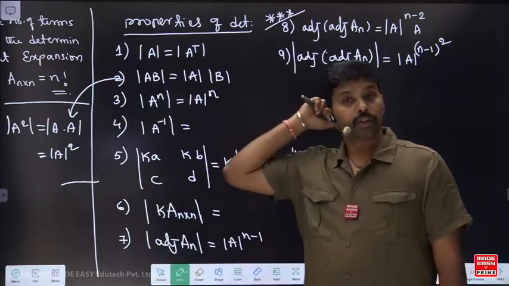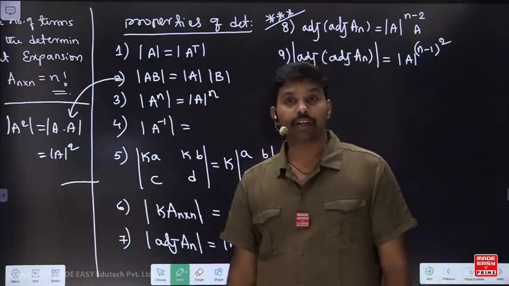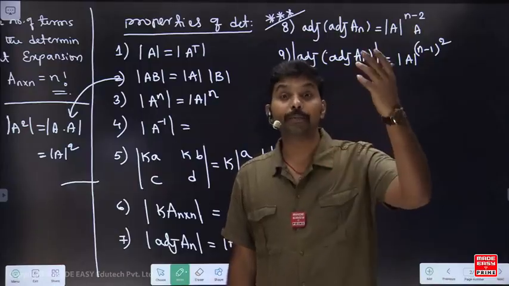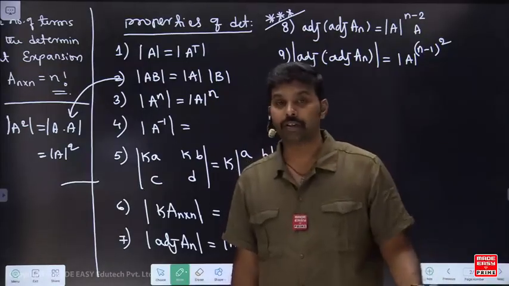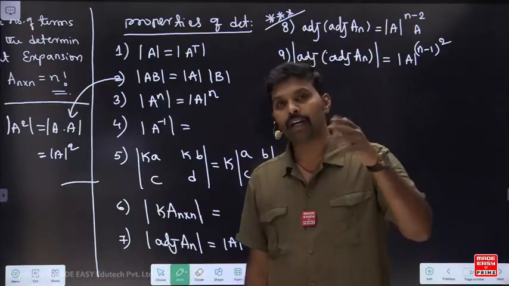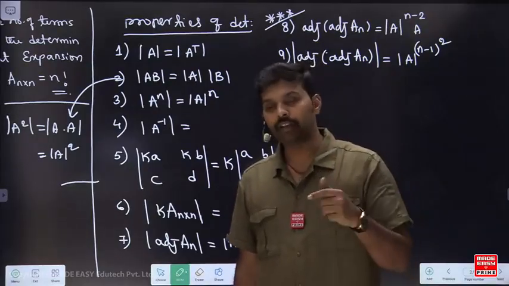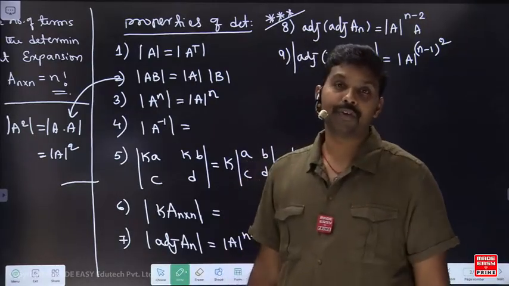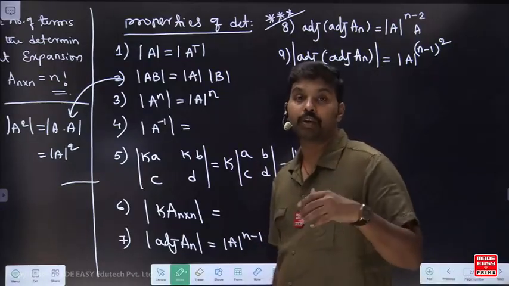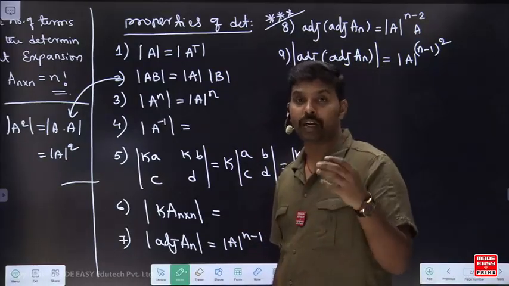So sometimes if you want to find out the determinant of a power 50, you need not find out a power 50 and then find the determinant. No need. Just find the determinant of a and multiply it 50 times. Then that is the determinant of a power 50. So this is how the properties help us give some answers very quickly.